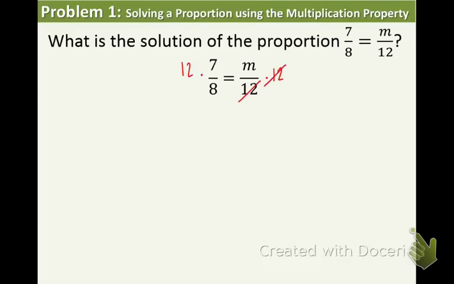So the 12s cancel out because 12 divided by 12 is 1. M is by itself now, and we just need to multiply. So 12 times 7 is 84. 84 is on top, the 8 still on the bottom. Now we just need to divide, and M is equal to 10.5. So if you were to put the 10.5 in for the M, the two fractions would be equal to each other. This is using the multiplication property.